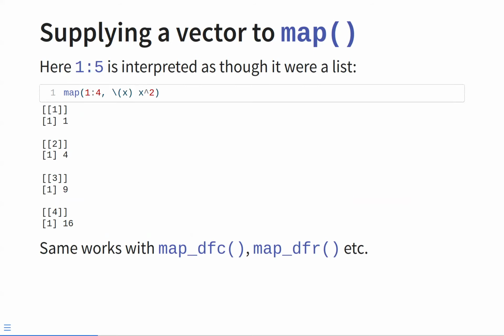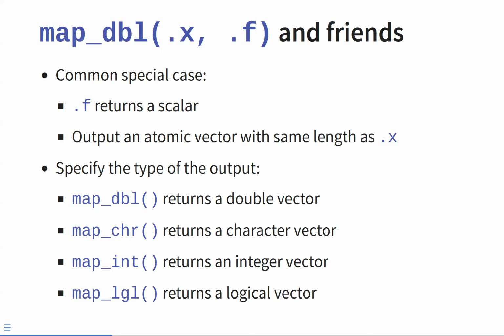As I mentioned before, the first argument of map from purrr can indeed be a vector, in which case that vector is just interpreted as though it were a list. So then we're still returning a list. And if you don't like that, you could use map_dfc or map_dfr. There are many more friends of map. These different friends refer to different special use cases.